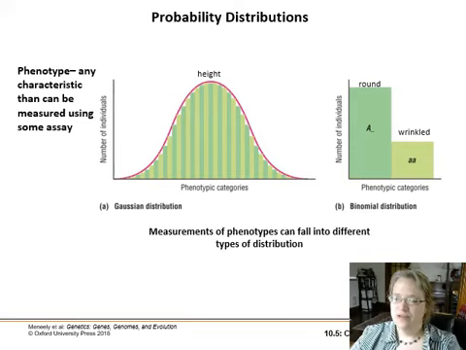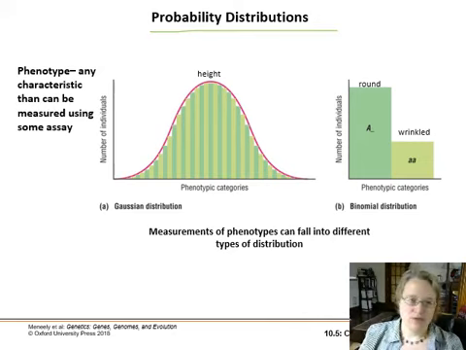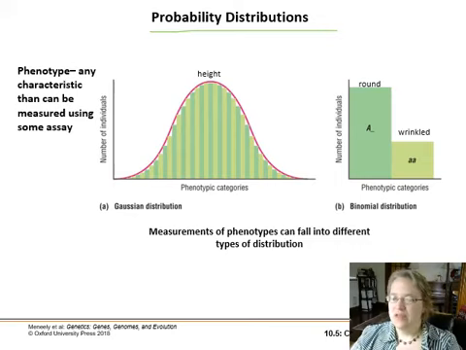Okay, so next thing is we're going to talk about probability. Again, we're talking about phenotypes, right? Any characteristic that can be measured using some sort of assay, whether you look at it and say, that's blue and that one's green, or you pet it and you say this one is short hair and this one is long hair. You can see different types of distributions.